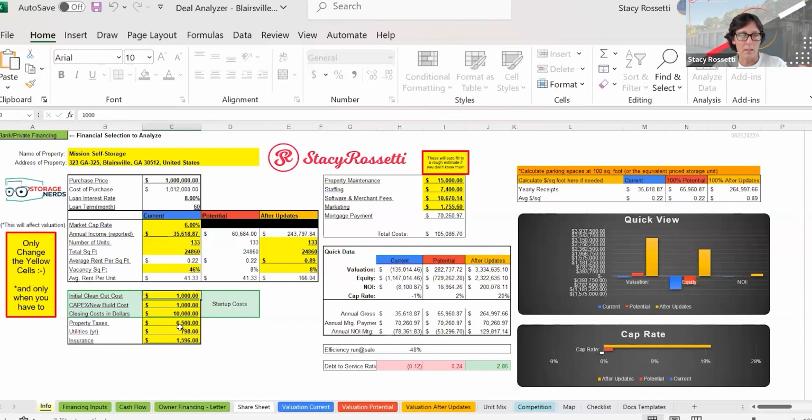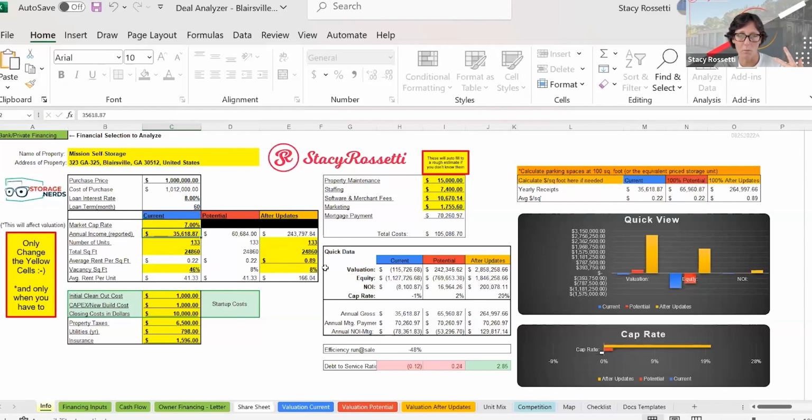And then property taxes, utilities, insurance, right? And then all your expenses. You need your cap rate, market cap rate. Is it a 6 cap? Is it a 7 cap? Whatever it is, okay? What's your annual income? What is it making? How many units? What's the total square footage? And what's the vacancy rate? Okay, so you'll need these to be filled out. And then on top of that, you need this to be filled out.